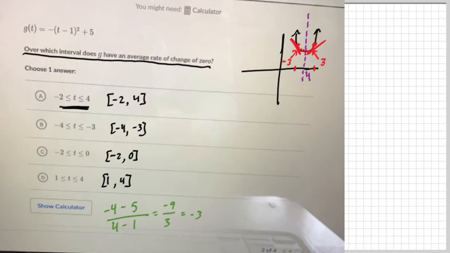So let's take this guy, for example. How would you graph this guy? Well, we always start at the origin when we're using transformations.